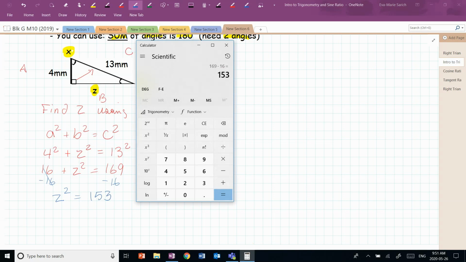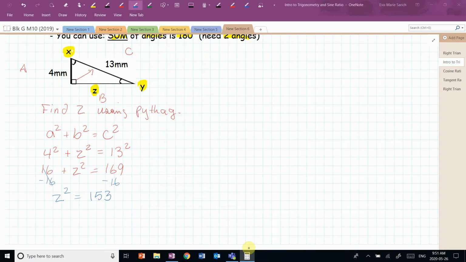Square root. I haven't tried this. Oh, well, I'll use my other calculator here. Yep, can't find it.